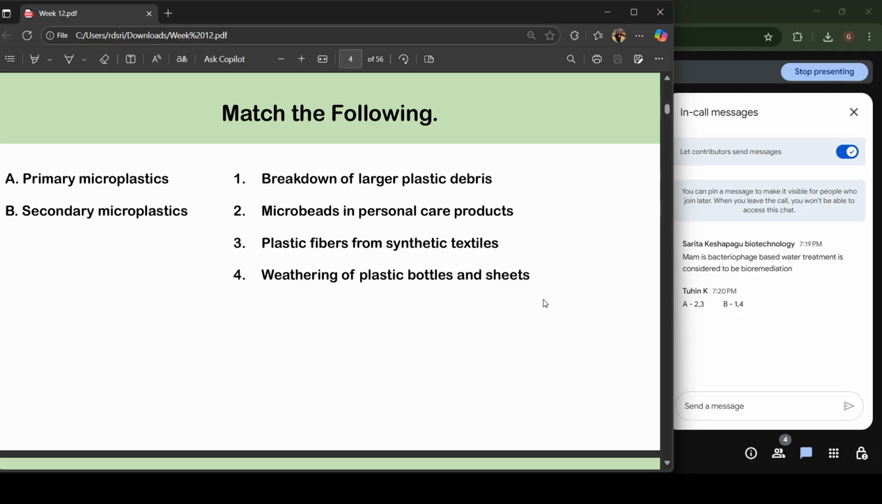Is bacteriophage based water treatment considered to be bioremediation? Yes, it is also considered a bioremediation technique. Usually we use that to remediate water from bacterial contamination, because phages are basically viruses, so they can infect and destroy the bacteria. We also consider phages to be biological agents. So in that case, bacteriophage based water treatment is considered to be bioremediation. Okay.